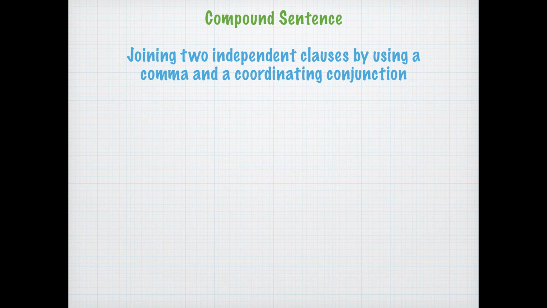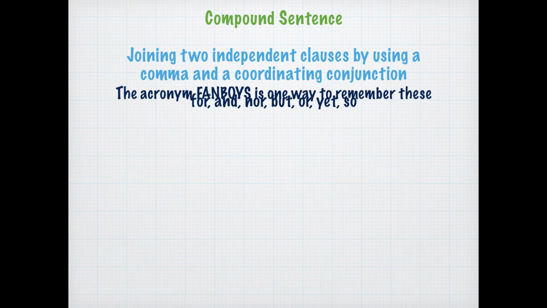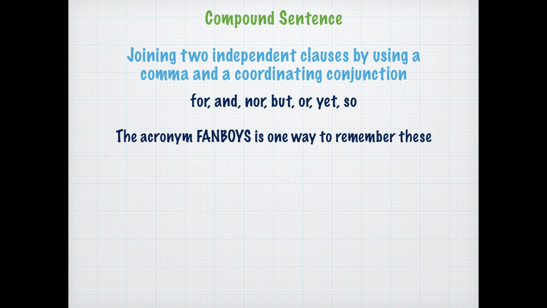Joining two independent clauses by using a comma and a coordinating conjunction. So first you need to commit these to memory. For, and, nor, but, or, yet, or so. Those are our coordinating conjunctions. The acronym FANBOYS is one way to remember these. Once again, before these coordinating conjunctions, you always want to insert a comma.